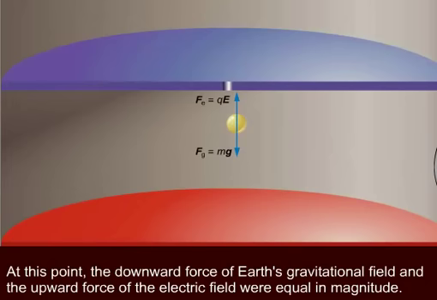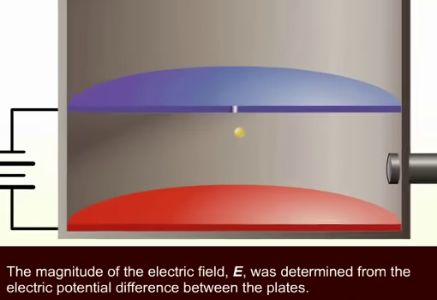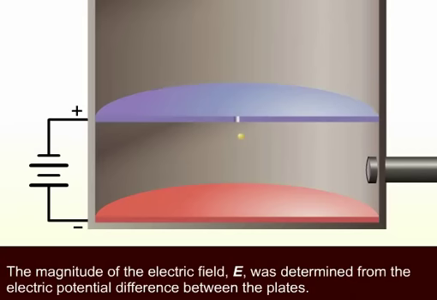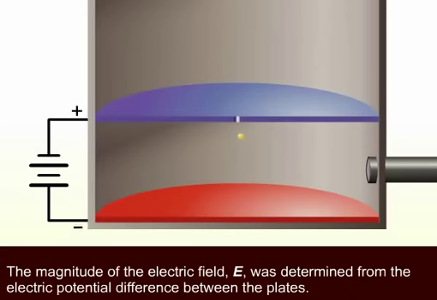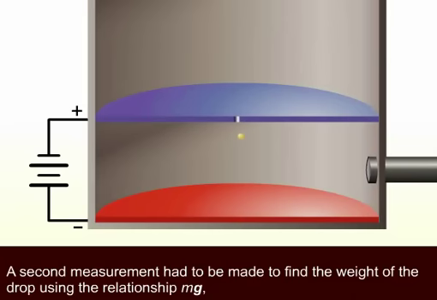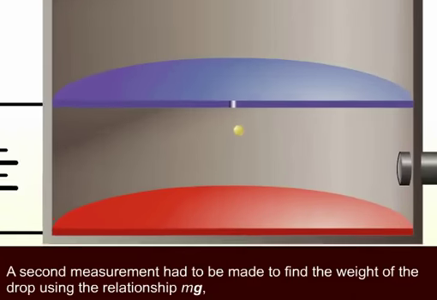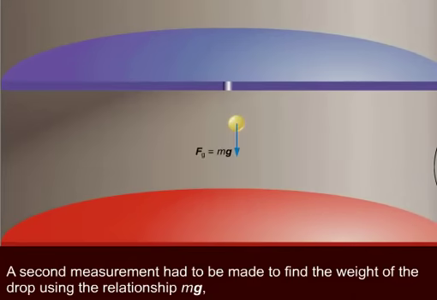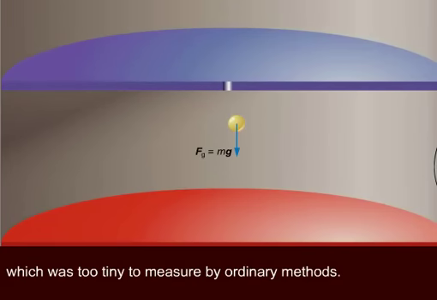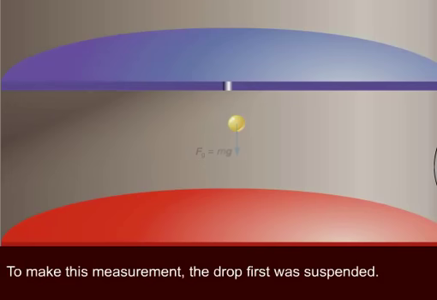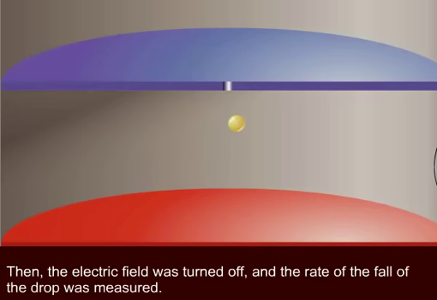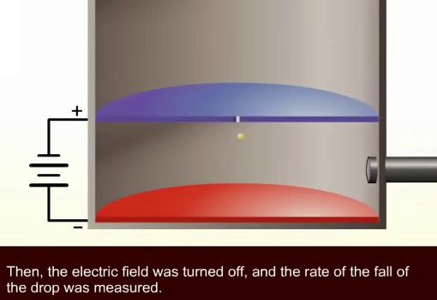in magnitude. The magnitude of the electric field, E, was determined from the electric potential difference between the plates. A second measurement had to be made to find the weight of the drop using the relationship mg, which was too tiny to measure by ordinary methods. To make this measurement, the drop first was suspended. Then the electric field was turned off, and the rate of the fall of the drop was measured.